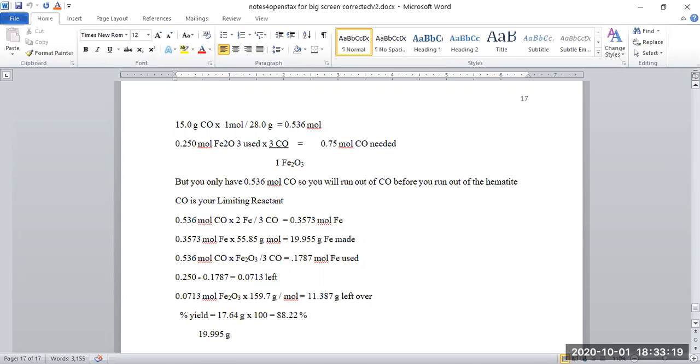But it also asked me to find percent yield. It said somebody did this for real. They got 17.64 grams, which needs to be divided by the perfect number there of 19.955. And that gave me an 88.22% yield. Not awful, not amazing. Some things didn't work out well because I had a lot of leftovers that never got used.